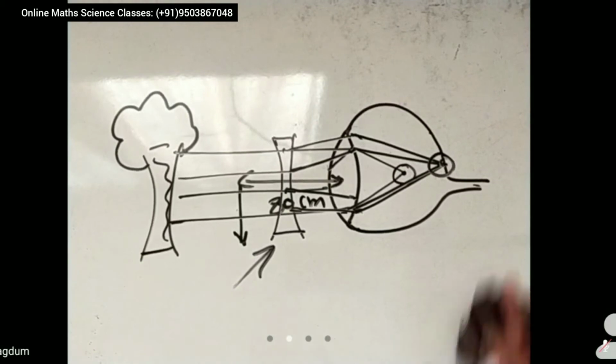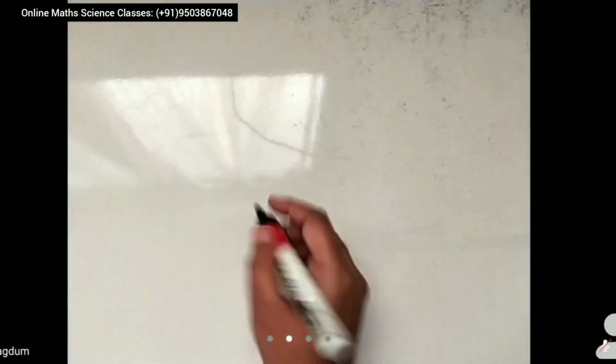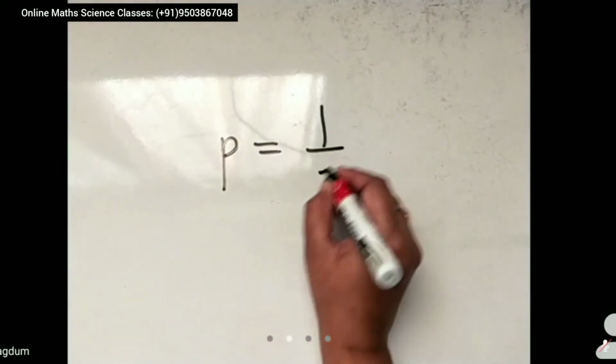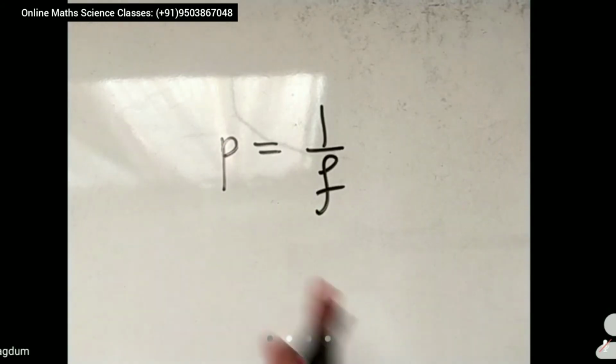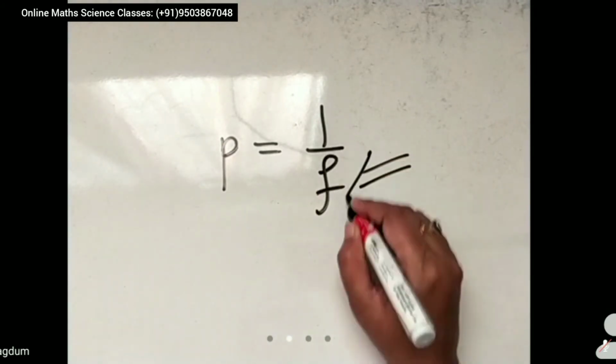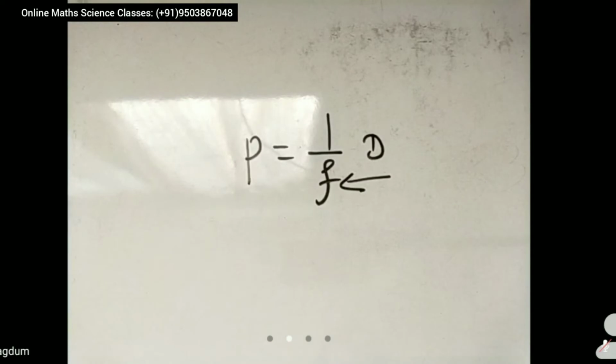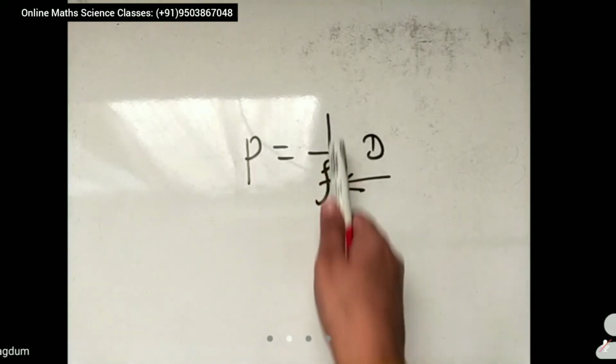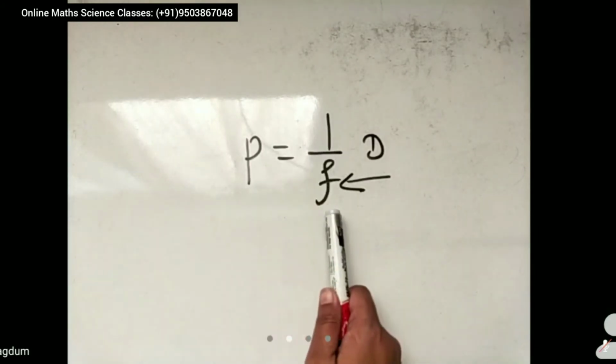So what is the formula for power? Power is always the reciprocal of focal length. So for finding power, you should know how much the focal length is, because we need to find the nature of the lens and the power of the lens required to correct the problem. As we know, power is equal to 1 upon f. Power is the reciprocal of focal length.